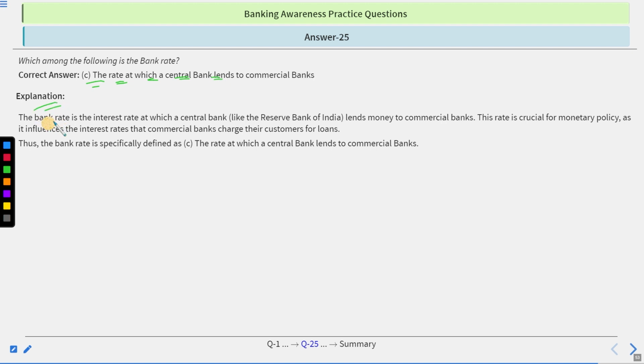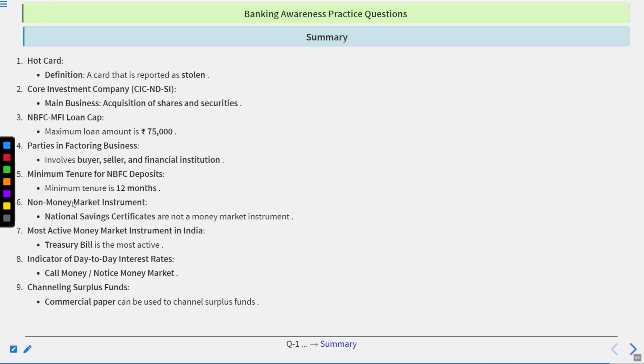Explanation. The bank rate is the interest rate at which a central bank, like the Reserve Bank of India, lends money to commercial banks. The rate is crucial for monetary policy as it influences the interest rate that commercial banks charge their customers for loans. Thus, the bank rate is specifically defined as C, the rate at which a central bank lends to the commercial banks. So here we have finished the questions.